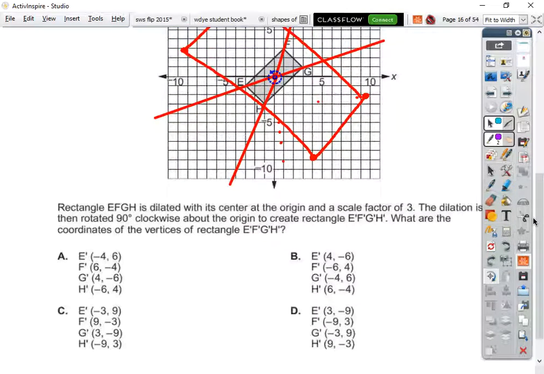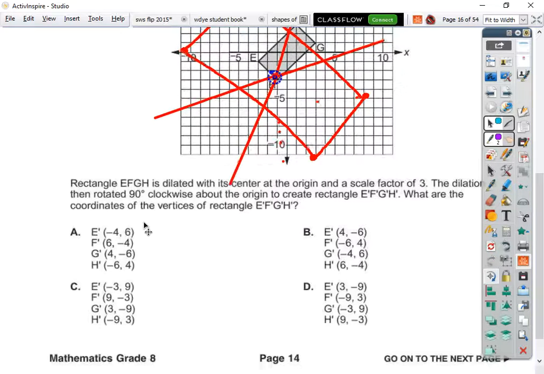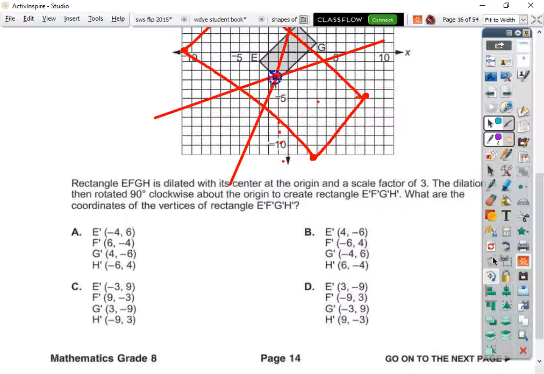6 comma negative 4. 6, negative 4. Now that's clearly not right. So we know this one doesn't work. Oops, sorry. B. 4 comma 6. 4 comma negative 6. Now that does look like it might be plausible. Negative 6 comma 4. So negative 6 comma 4.